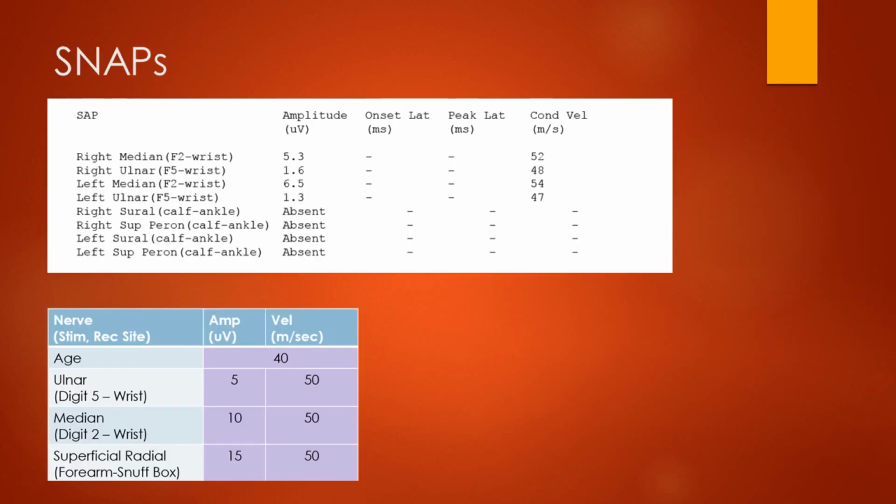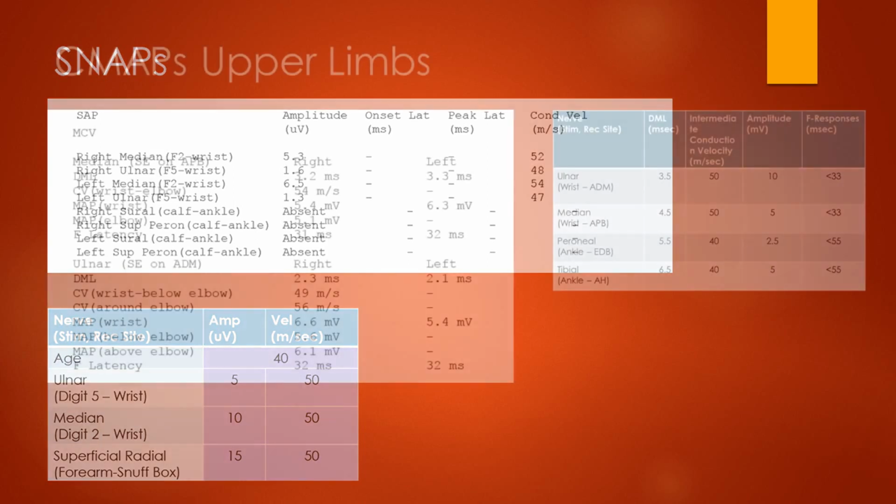Let's have a look at the nerve conduction tests. So we start with the sensory nerve action potentials, and they are all absent in the feet. And if we have a look at the sensory responses in the hands, for both the median and the ulnar responses bilaterally, they are reduced for age and somewhat impaired.